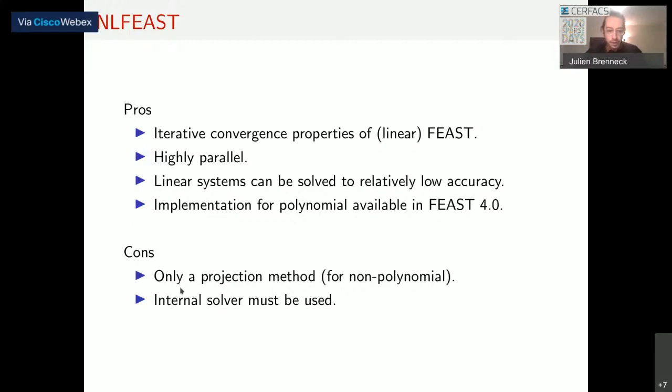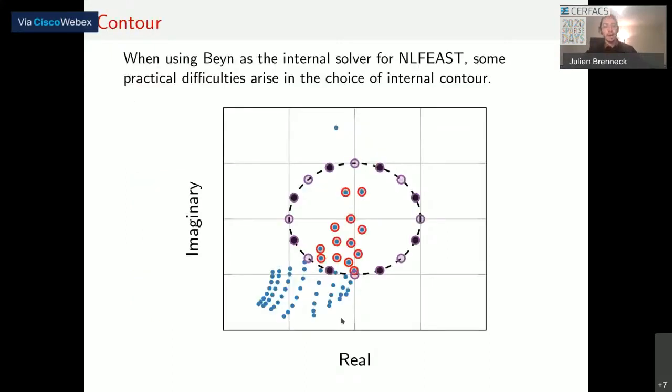So one of the main cons is that this is really only a projection method, and for polynomial, we can use the companion problem at the level of the reduced system and essentially just solve it directly. But for non-polynomial, you have to use an internal method to solve the reduced system itself. One natural choice that we found was to use Beyn as the internal solver, but it's still not so clear-cut, even though there's a contour within the contour.